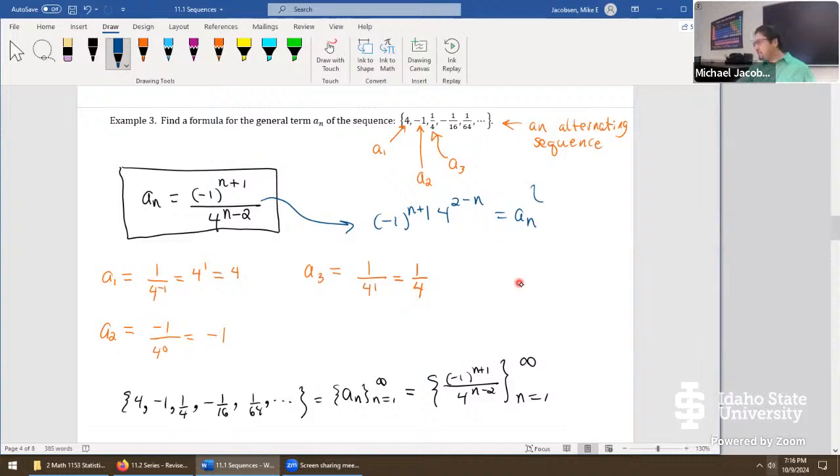Let's add just this to the notes. Another valid formula. So just as good as the other.